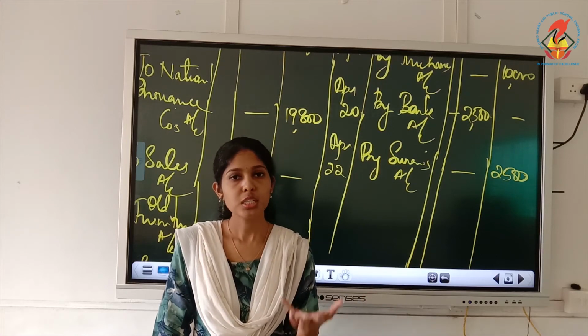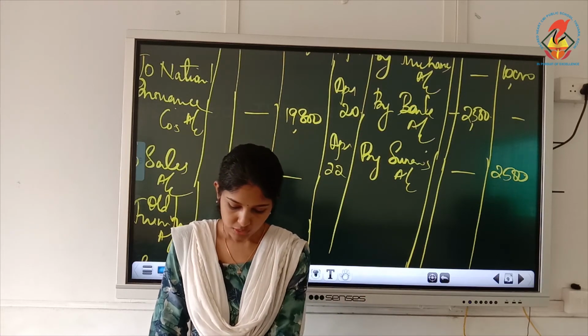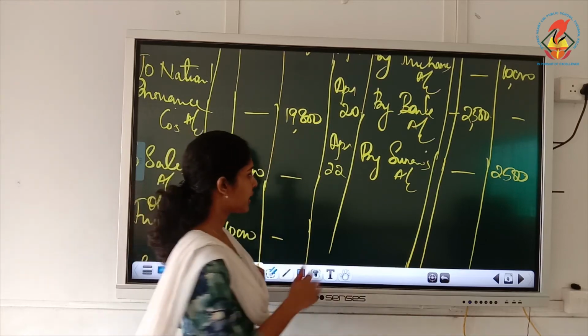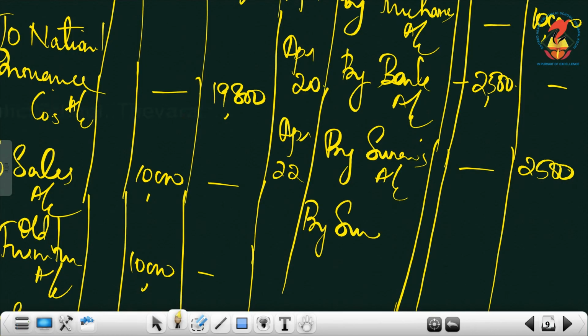Suman's account debtor to cash account. What is the amount? The equal amount they are saying, so it is again 2,500. So you must write "by Suman's account", but the amount must be written now in the cash column. This is on April 26th.